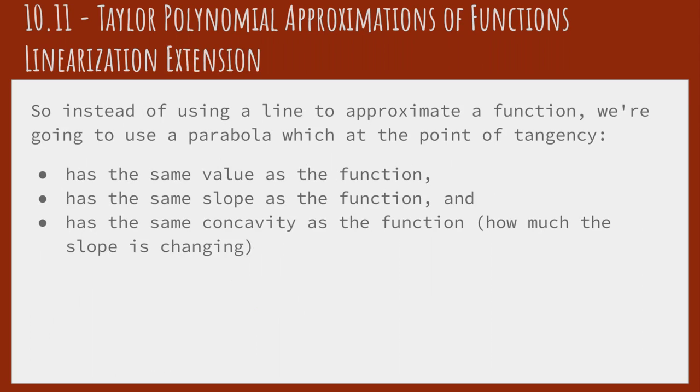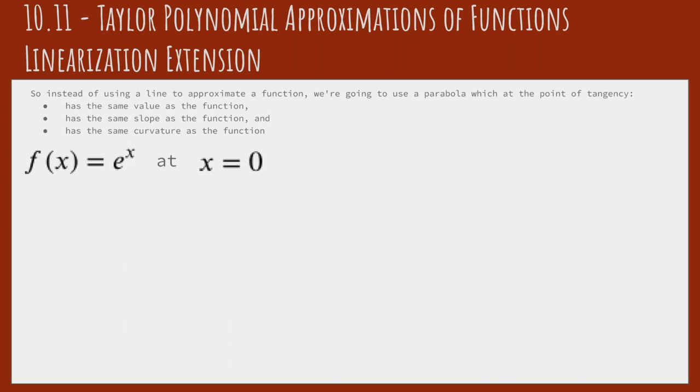So taking that into account, we're going to try to approximate a function using not only the value of the function and the slope of the tangent line, but we're also going to try to match up the concavity. Because remember, concavity is what we use the second derivative to measure. So let's look at how we can do that with this particular function. We want our approximating function to have the same value as the function, the same slope as the function, and the same curvature of the function.